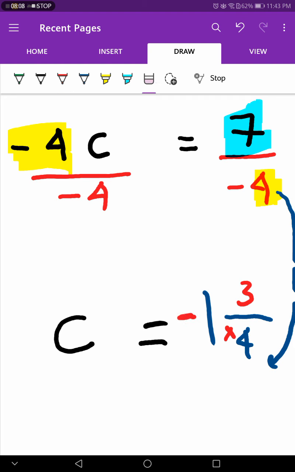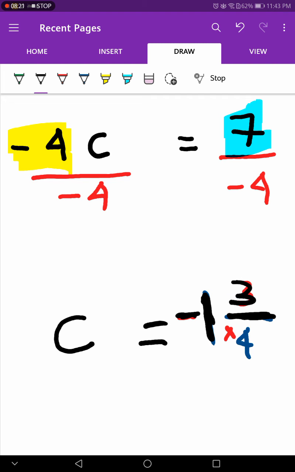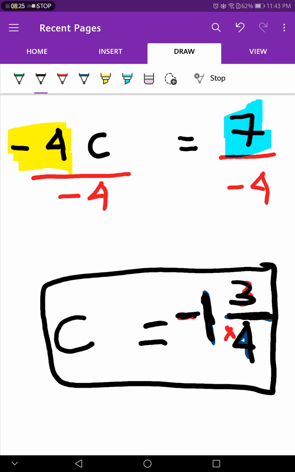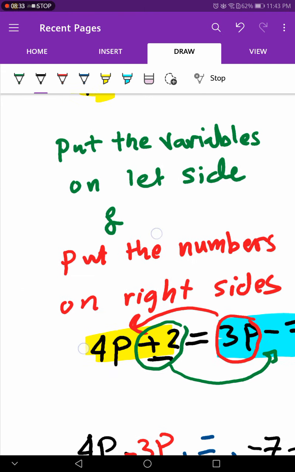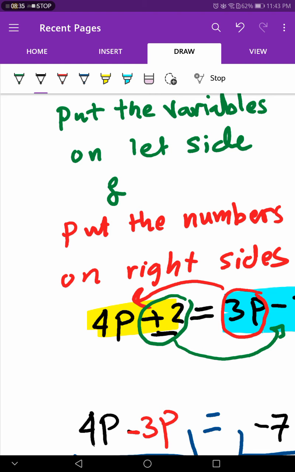So the answer here is negative 1 and 3 over 4. It is the solution for the equation. Okay, my dear student, this is part 1. So what we learn in part 1: put the variables on the left side, and put the number on the right side.